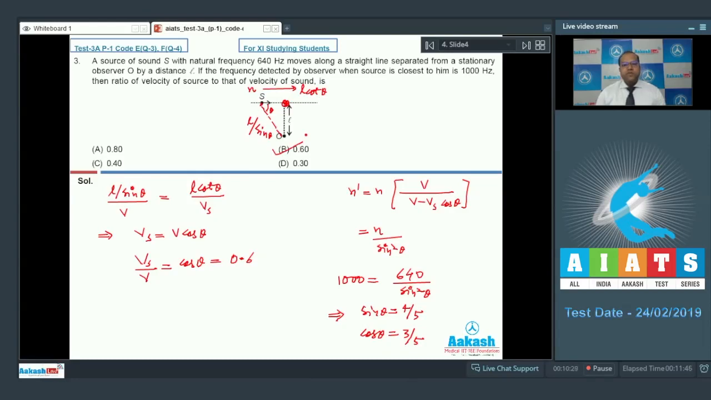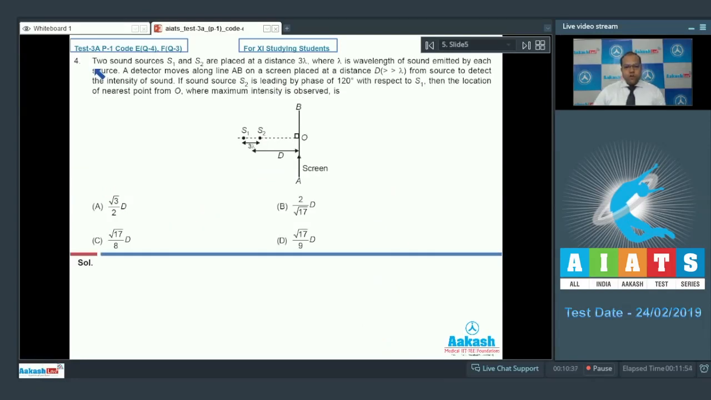Let's move to question number 4. In question number 4, two sound sources S1 and S2 are placed at a distance 3 lambda, where lambda is the wavelength of sound emitted by each source. A detector moves along a line AB on the screen placed at a distance d from the source to detect the intensity of sound. If sound source S2 is leading by a phase of 120 degrees with respect to S1, then the location of the nearest point from O where maximum intensity is observed is.